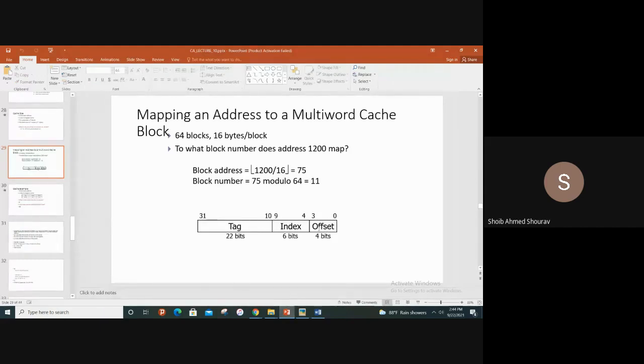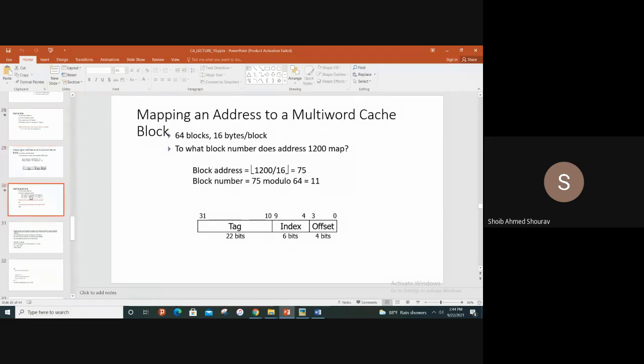Offset is 4. If we look at offset is equal to 4, we can still say there are 16 bytes in the block or 4 words in the block. How? Because offset is m plus 2, so m will be 2. And index is 6, and tag is total 32 minus index plus offset, so it will be 22 bits. And if we name them, this is from 0 to 3, 4 to 9, 10 to 31 bits in here.